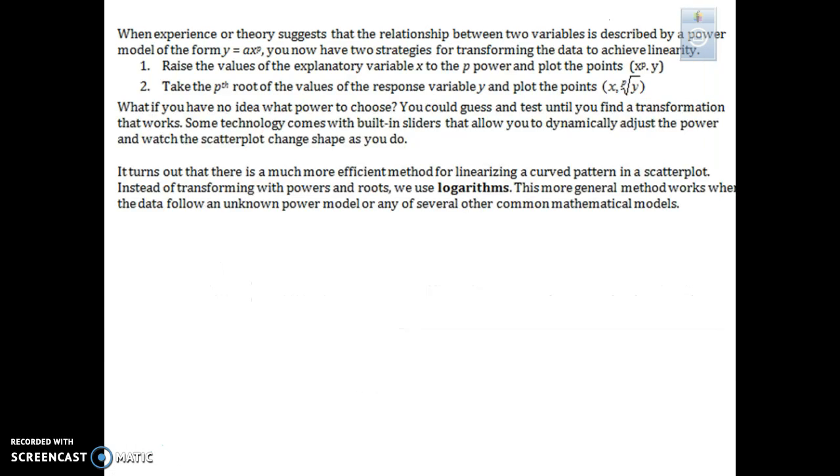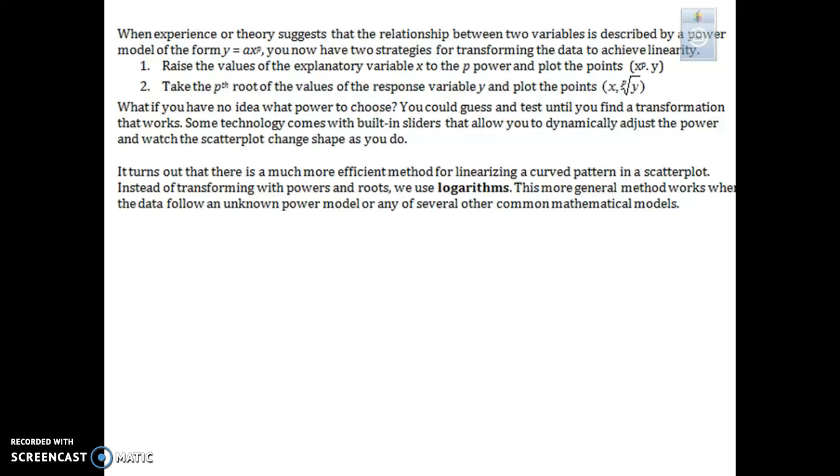So let's just kind of summarize. When you think you have a power relationship, you can achieve linearity by either raising x to the power and relating it to y, or taking x and relating it to the cube root or the fourth root or whatever the power is. You're going to take the root of y, relating those two. So that's how we just did it in the example we just did regarding the fish.